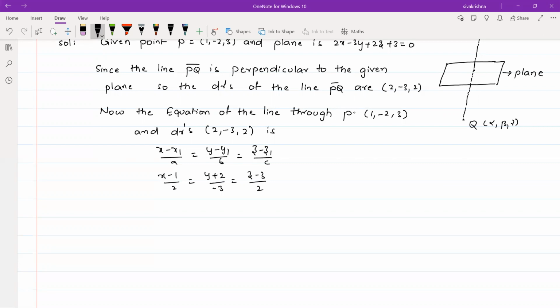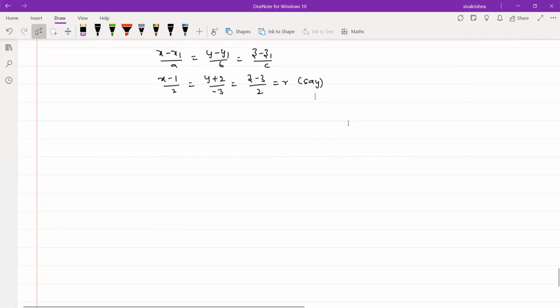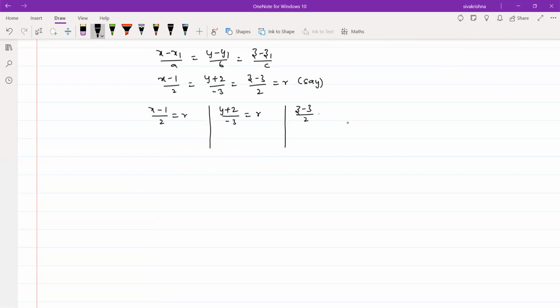Immediately after getting the line equation, we can find any point on that line by equating this line equation to a small r. By equating it to small r, we can find any point on the line PQ. We equate each and every term to small r, so that we get (x - 1)/2 = r, (y + 2)/(-3) = r, and (z - 3)/2 = r.